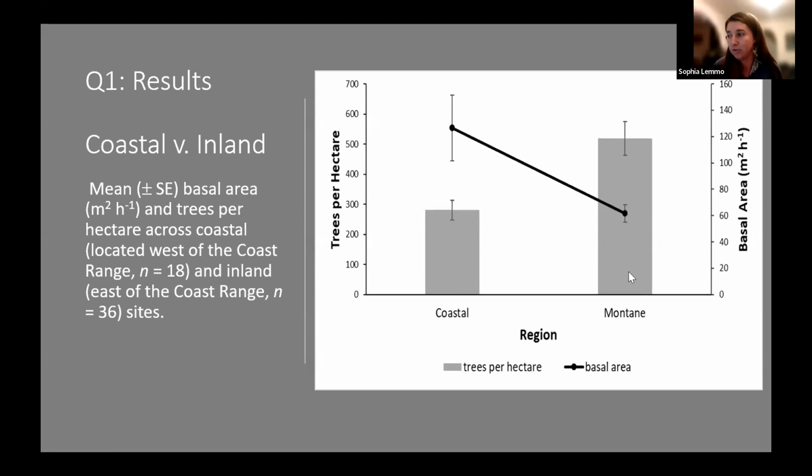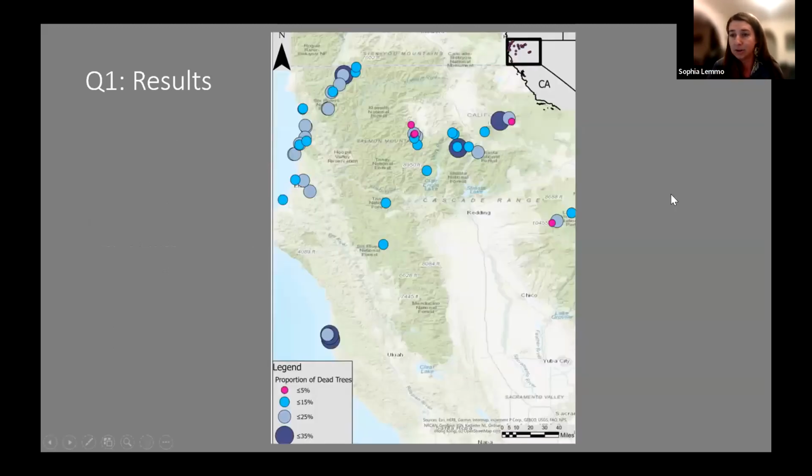You can see while on average coastal sites had less trees per hectare, those trees were bigger, while the inverse was true for montane sites where there were more trees per hectare, but smaller trees, so a smaller basal area. And then this graphic shows proportion of dead trees on a plot level.